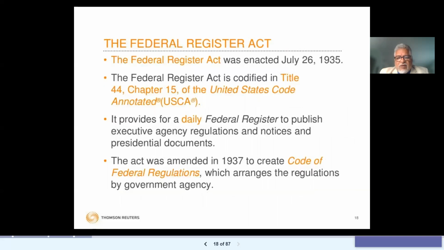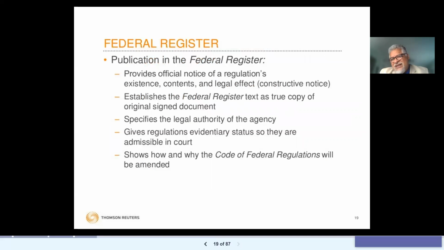A centralized final publication system was needed, and that's where the Federal Register Act came out on July 26, 1935, and that became codified in Title 44, Chapter 15 of the United States Code, or United States Code Annotated. That's the Westlaw version; the United States Code Service is the Lexis version, which provides a daily Federal Register to publish executive agency regulations. The act was amended in 1937 to create the Code of Federal Regulations, which is what we mostly use. So it's now the eCFR.